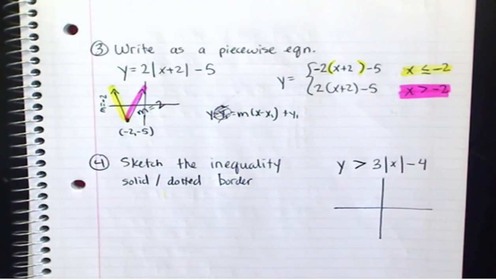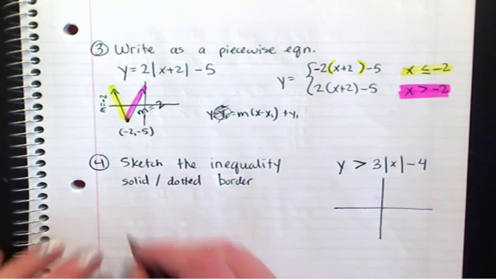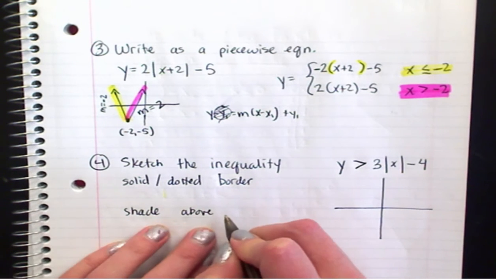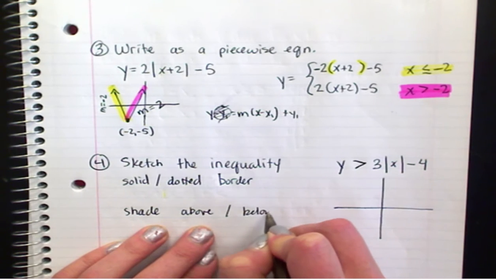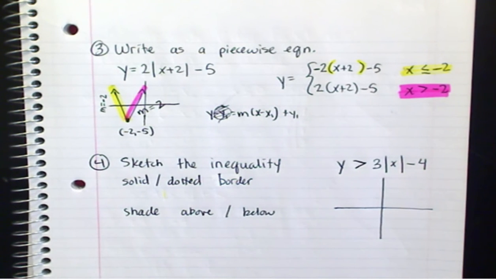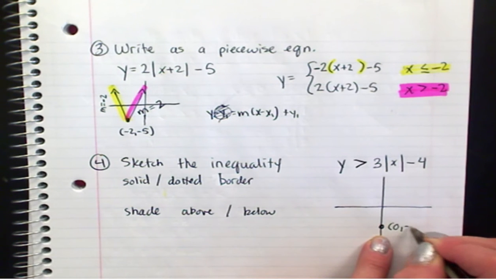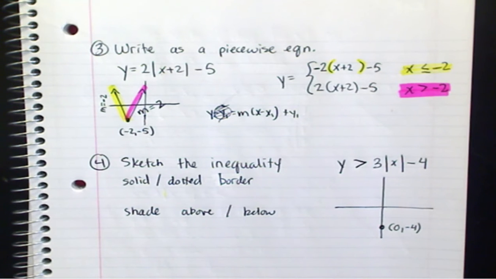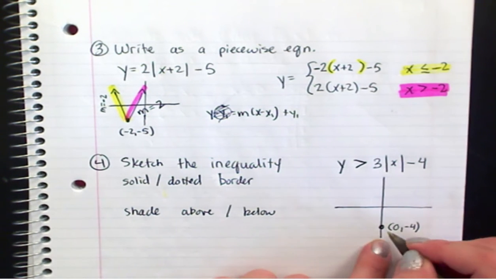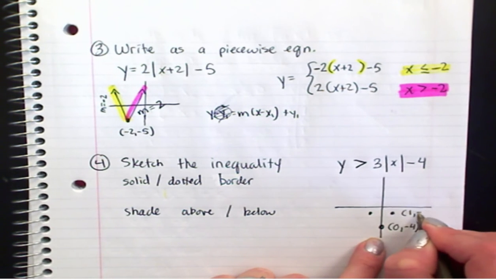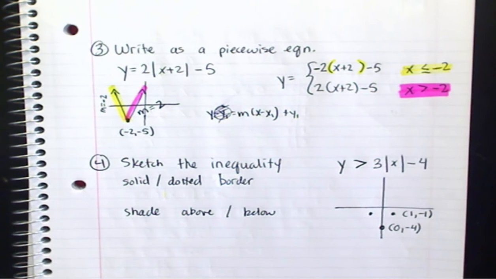How do you know which? Shading above or below. Okay. Vertex. Right here at 0, -4. It's just down 4. It's opening up. Now, I'm going to label my point here because this is a sketch and I'm pretty sure I can count a 3 slope and put the next point on the graph.